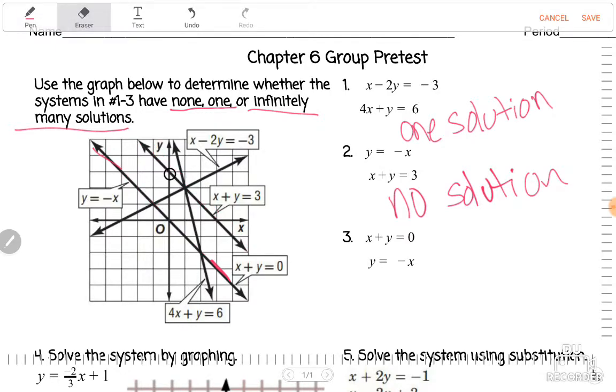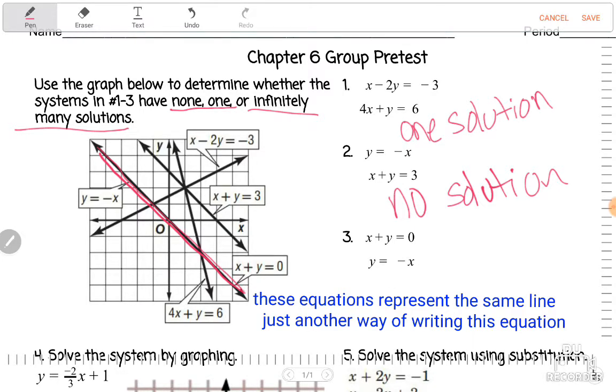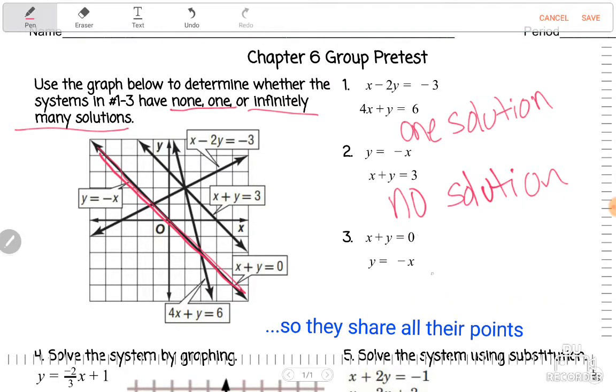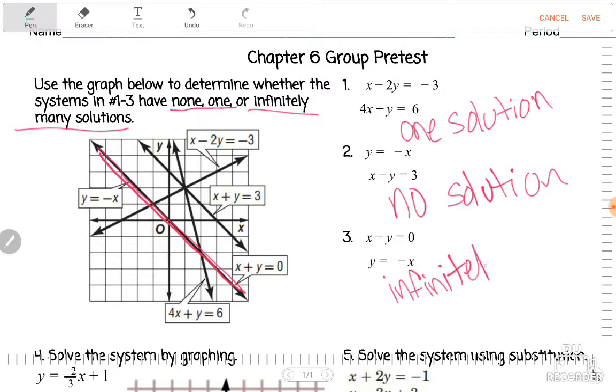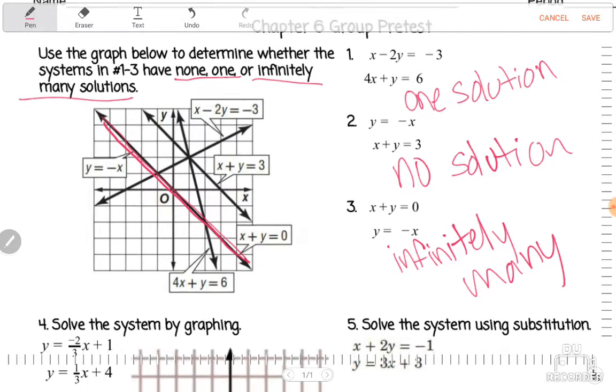And finally, the last two lines: x plus y equals 0 is this line, and y equals negative x is also this line. It's just another way of writing that equation. If those two equations represent the same line, then they share all their points, so we say there's infinitely many solutions. You'll have similar questions to this on your test.